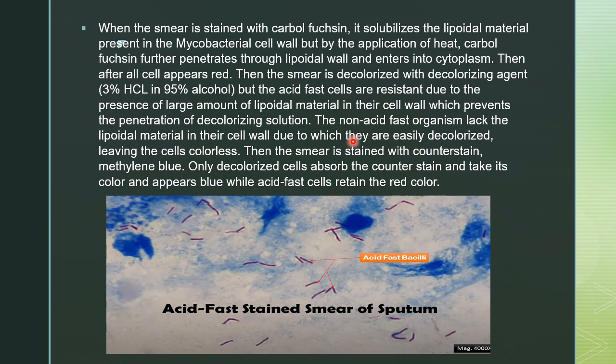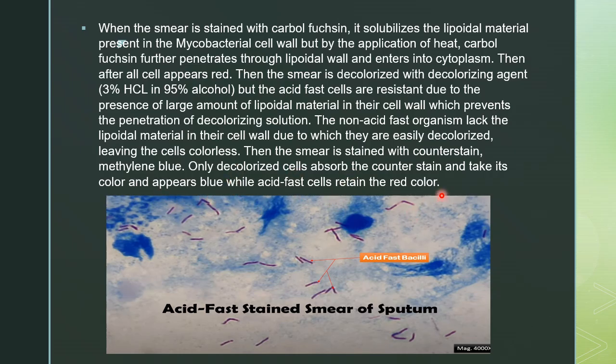Whereas if it is non-acid fast bacteria, what happens? It will get decolorized very easily. And in the last step, the non-acid fast organisms lack the lipoidal material in the cell wall, due to which they are easily decolorized, leaving the cells colorless. So when the smear is stained with counter stain methylene blue, only decolorized cells absorb the counter stain and take its color and appear blue, while the acid fast cells retain the red color.